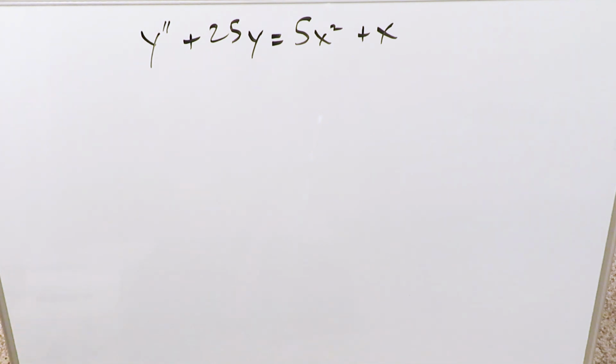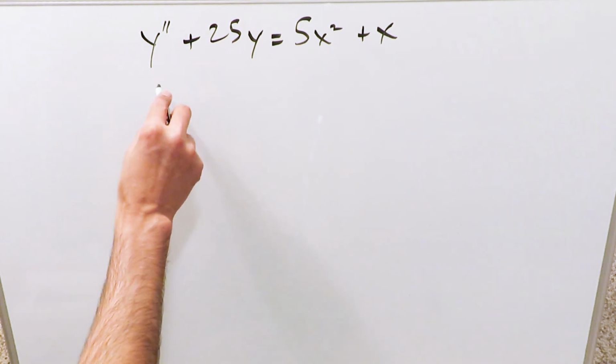I'm Mr. Rish. We're solving this second order non-homogeneous or inhomogeneous differential equation. You see it, y double prime plus 25y is equal to 5x squared plus x. The function is not equal to 0. It is equal to something other than 0, a quadratic expression.